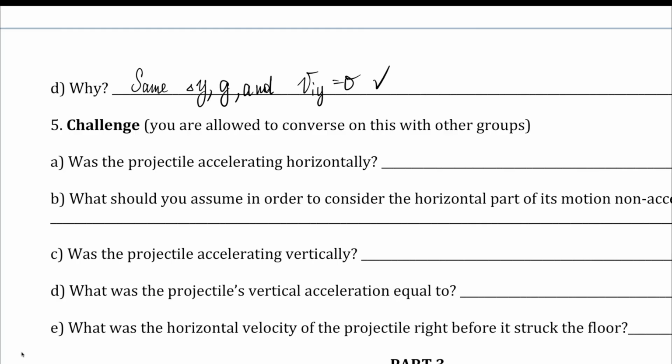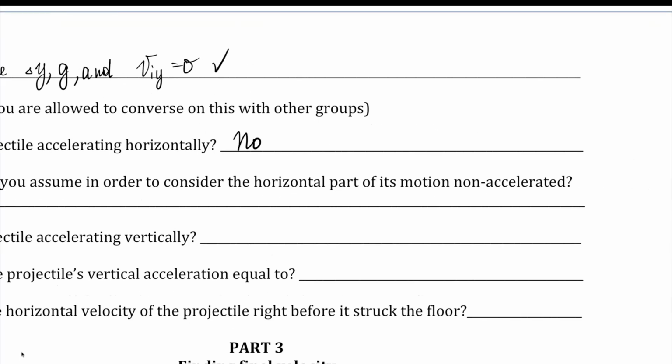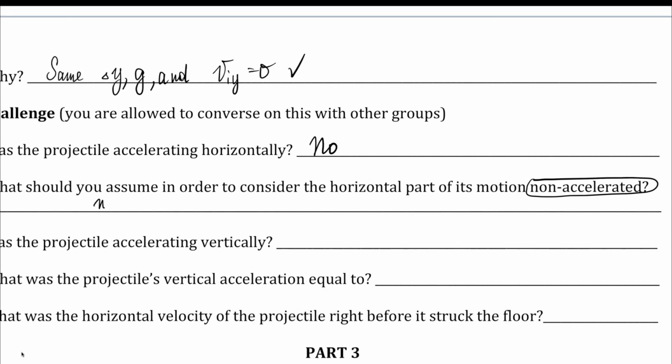Now challenge. Is a projectile accelerating horizontally? Remember, this is free fall and moving horizontally at the same time. There's no air resistance. No. And then look at that magic, non-accelerated, because no air resistance. Was it accelerating vertically? Duh. G equals 9.8 meters per second squared was the acceleration.